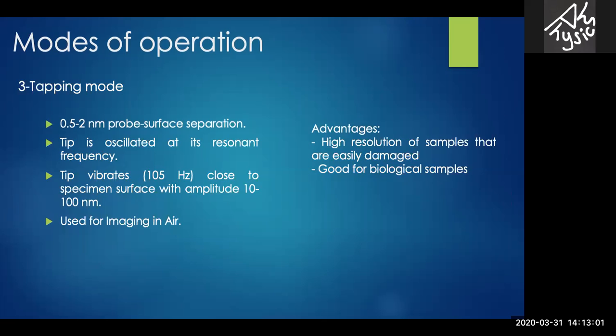The tip is oscillated at its resonance frequency. The tip vibrates at 105 hertz, close to the specimen surface, with an amplitude of 10 to 100 nanometers. It is used for imaging in air. The advantage is high resolution of samples that are easily damaged, and it's good for biological samples.